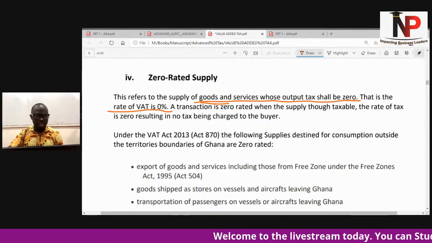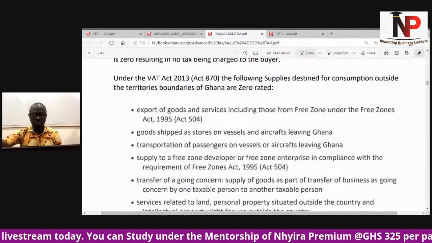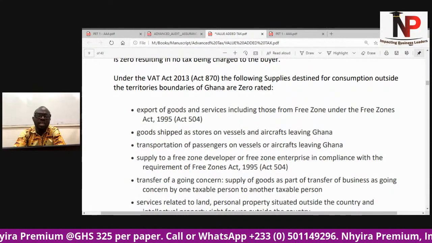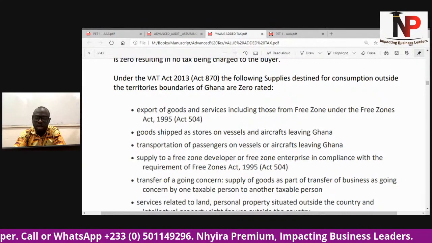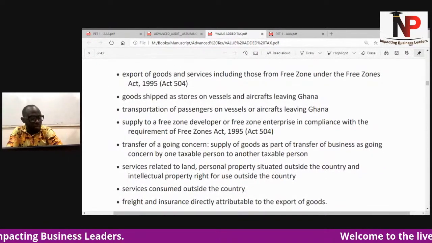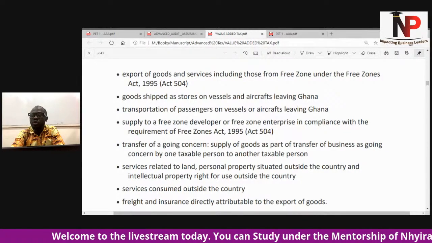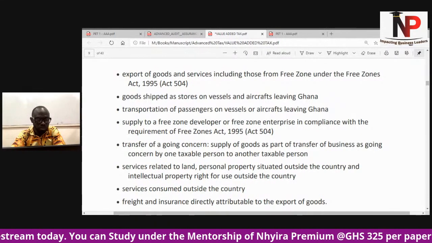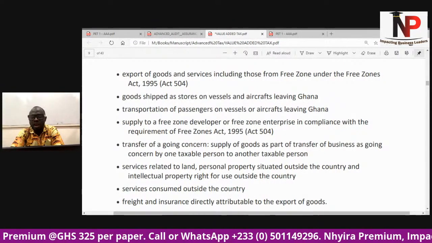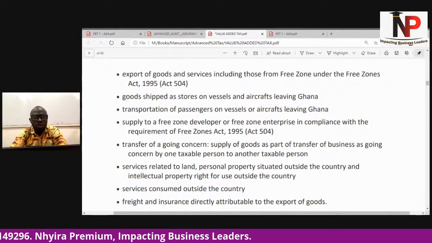So what are some of the things that we need to understand here? Under the VAT Act, the following supplies destined for consumption outside the territory boundaries of Ghana are zero rated. These are some supplies that we can refer to as zero rated. Export of goods and services, including from free zones under the Free Zones Act. Goods shipped as stores on vessels and aircraft leaving Ghana. Transportation of passengers on vessels or aircraft leaving Ghana. Supply to a free zone developer or free zone enterprise in compliance with the requirements of the Free Zone Act.